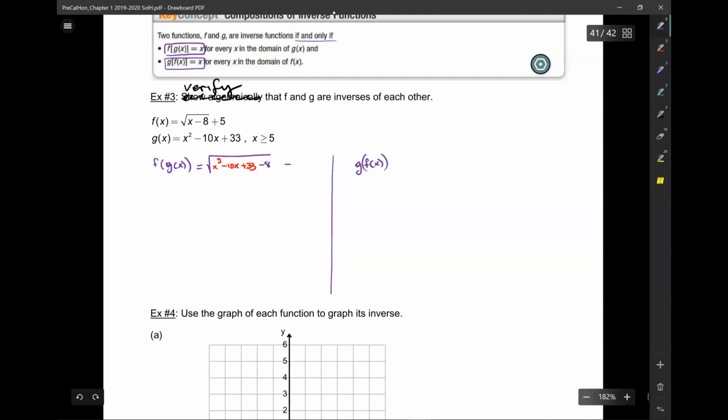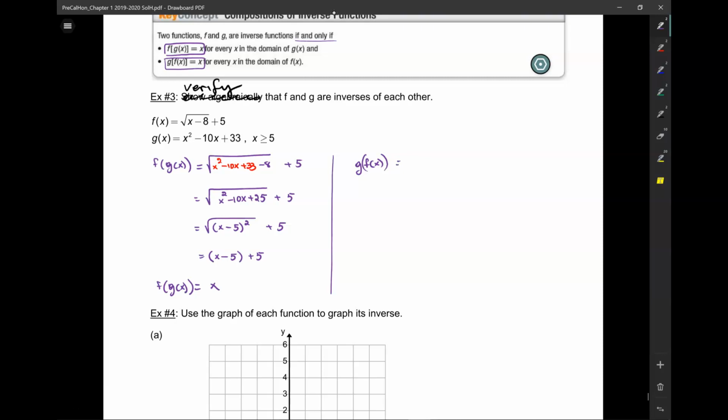minus 8 plus 5. This is going to be the square root of x squared minus 10x plus 25 plus 5. Let's factor: x minus 5 squared plus 5. Okay, squared and square root will cancel each other out. So I have x minus 5 plus 5. So finally I have f of g of x is equal to just x. Okay, all right, so far we're on the right track. Now let's do g of f of x. It can't work for both, or can it?